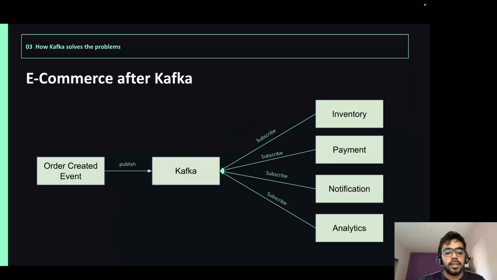Now let's add Kafka into the architecture. Instead of communicating with every downstream system directly, the order service publishes a single event, for example, order created, to Kafka. Any service interested in orders simply subscribes to the topic.